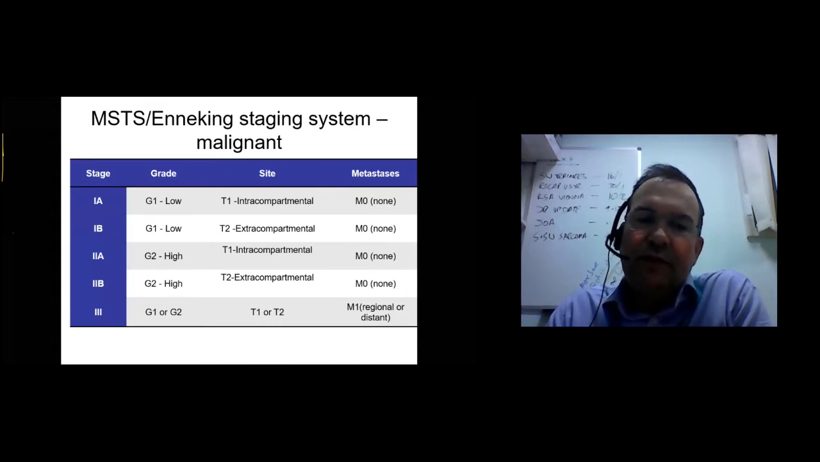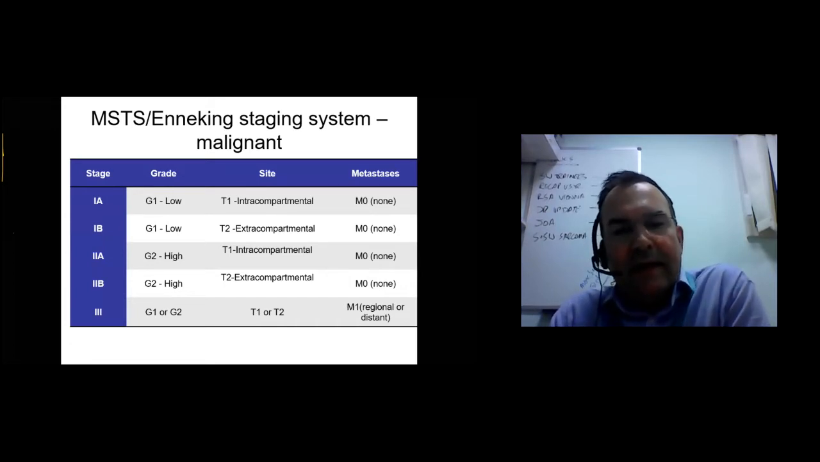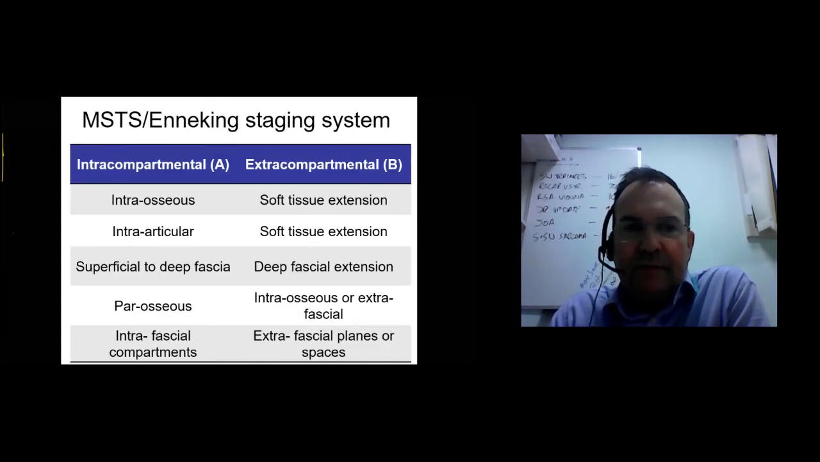The malignant ones are graded G1 low, G2 high, and then they're defined as being intracompartmental or extracompartmental. And then for those stage 3 ones, those are the ones that are likely to have distant disease. This is likely to come up in the Part 1 MCQ or extended matching questions. It's not easy to make a Viva question about this, but I'll just show you one slide that you might want to talk about. And then the Enneking staging system simply defines the degree of extension.